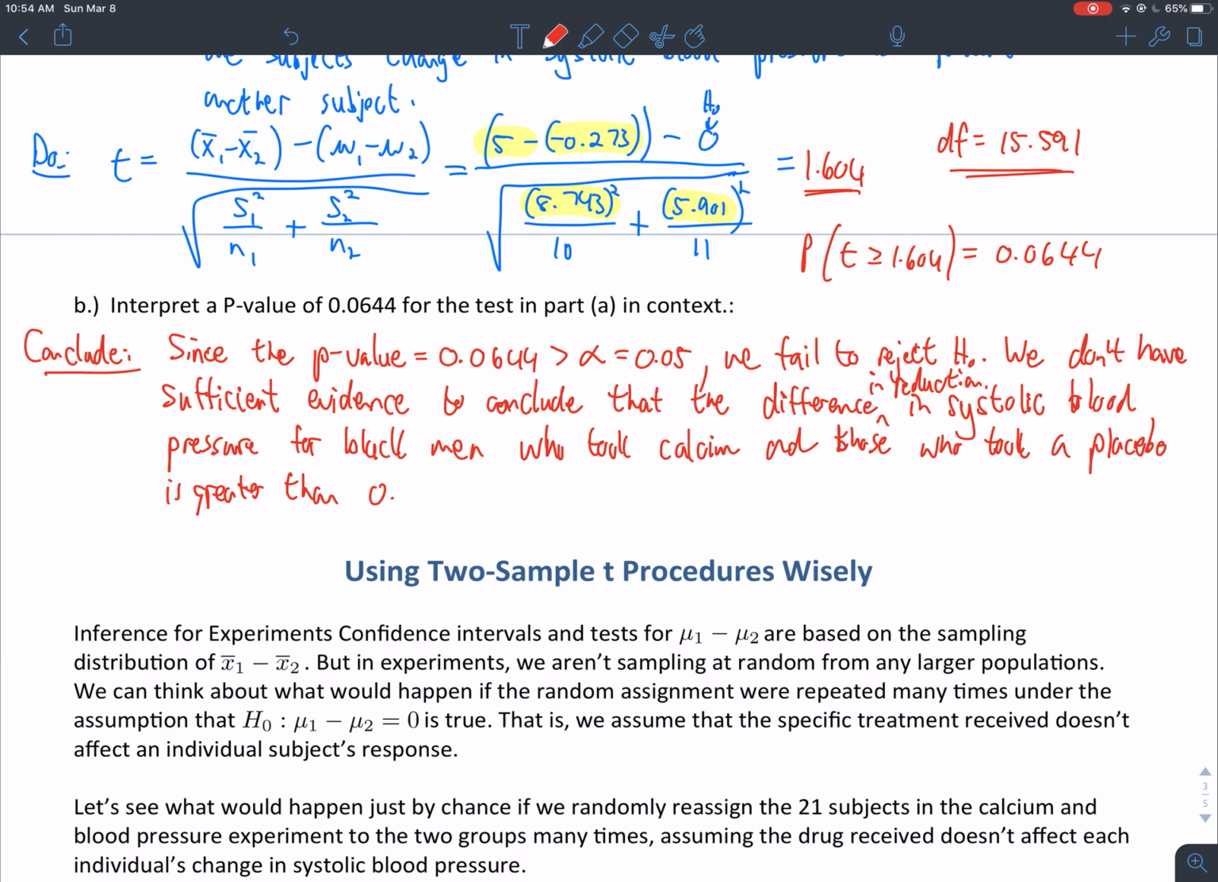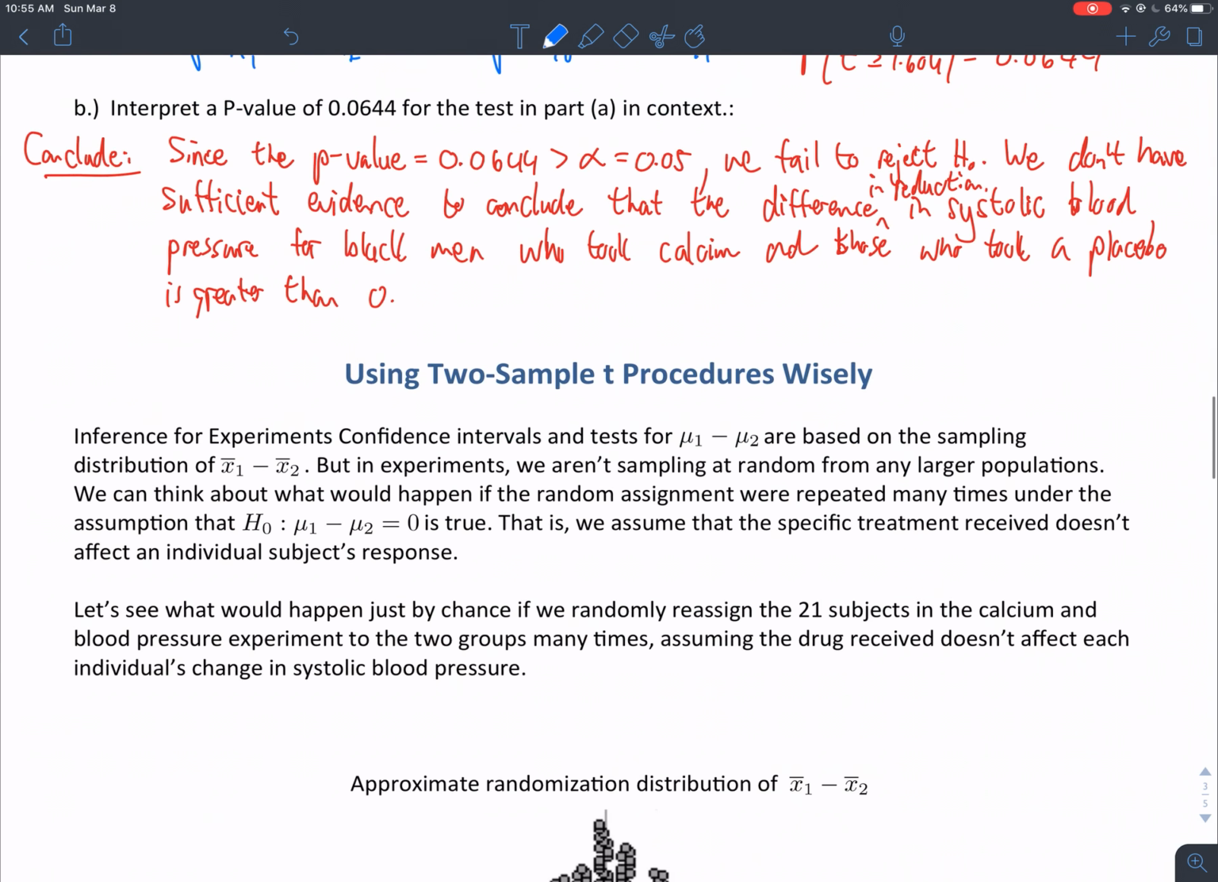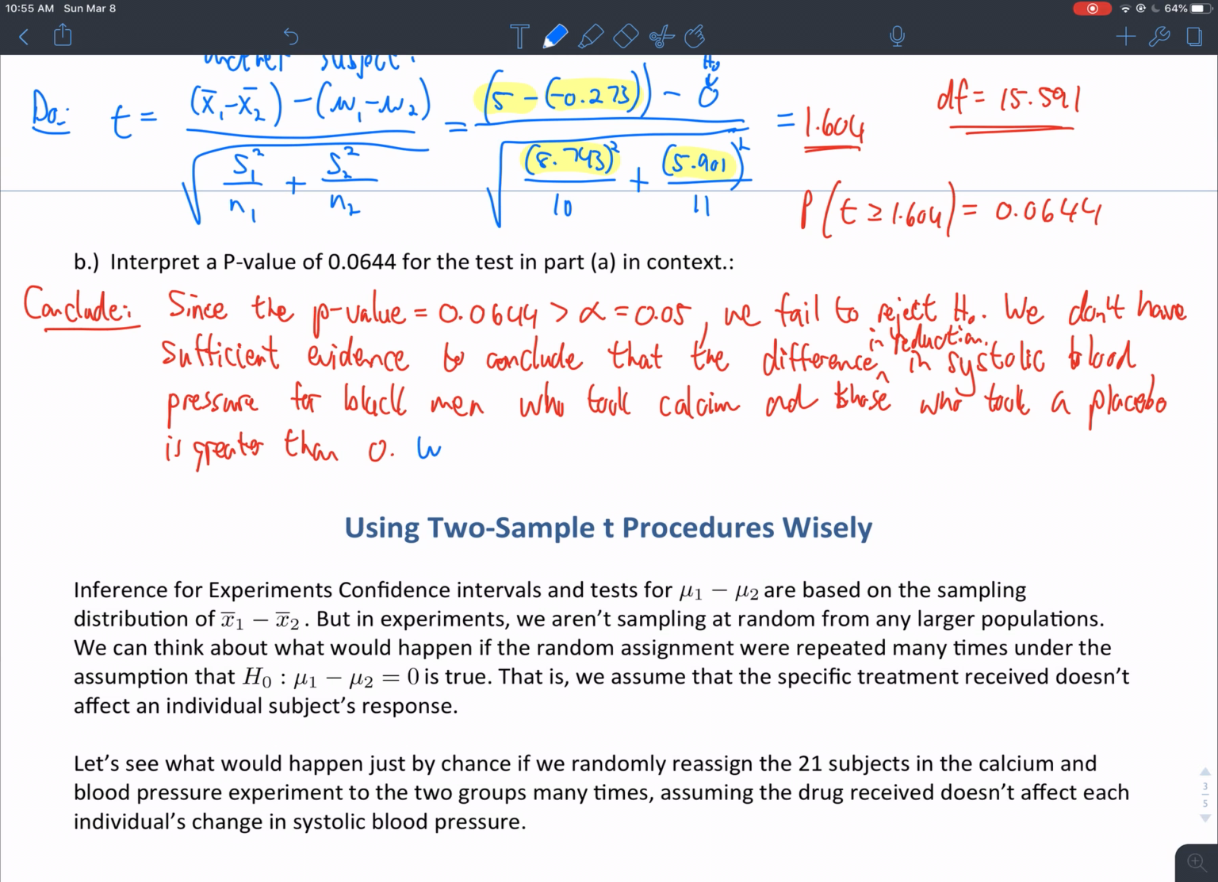Then we have to actually go here and add the real conclusion. Okay, so do the data provide evidence that a calcium supplement reduces blood pressure more than a placebo? Okay, we have to say we cannot conclude that calcium reduced blood pressure more than a placebo. All right. So that's the conclusion.